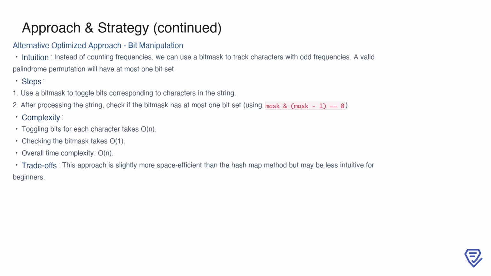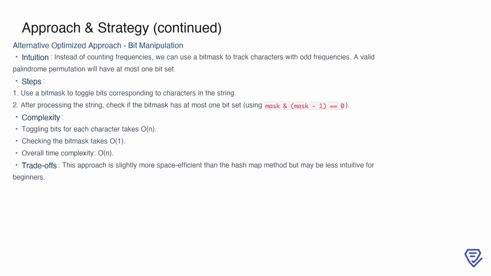Another optimized approach builds on the same core idea but uses bit manipulation to track character frequencies instead of a hash map. The key insight here is that we can use a bit mask to toggle bits corresponding to characters as we process the string. If a character appears an odd number of times, its bit will be set in the mask. If it appears an even number of times, its bit will be cleared. By the end of the string, the bit mask will represent the frequency parity of all characters.